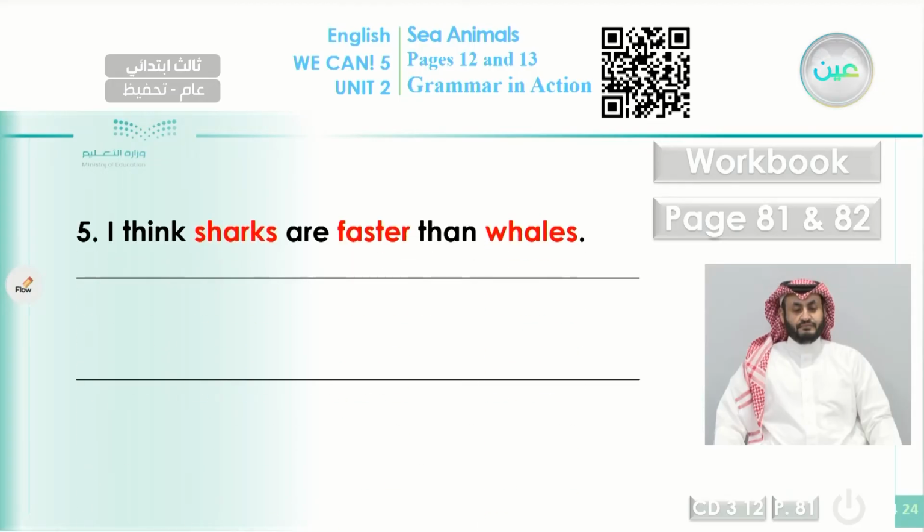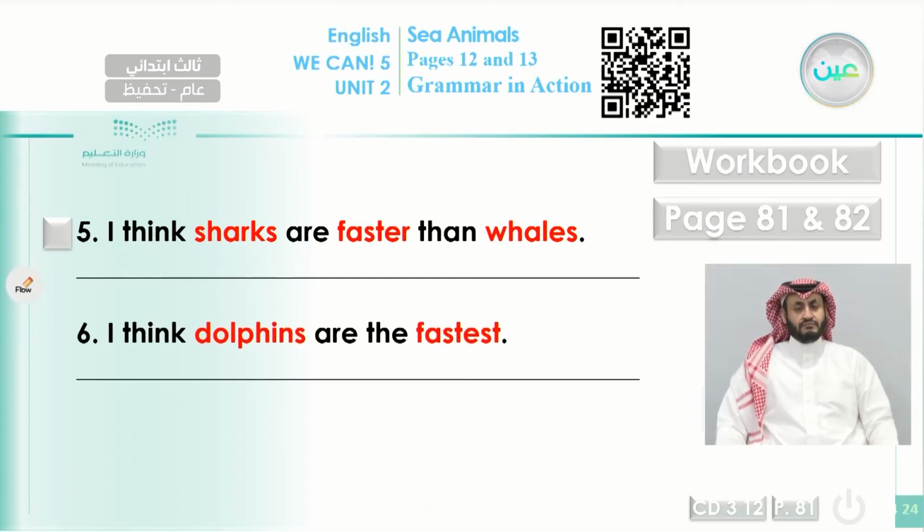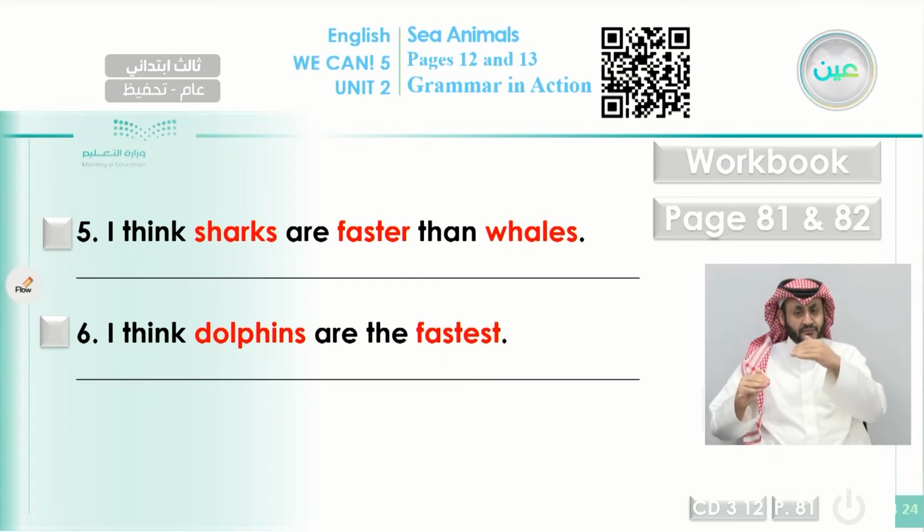Okay? And number 5 here, I think sharks are faster than whales. If you agree and if you think that is a true statement, you write O, otherwise you write X. And number 6, if you think dolphins are the fastest, you also write O, or if you don't agree, you write X. Let's listen to these 2 statements, please.